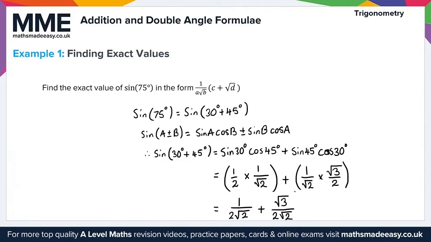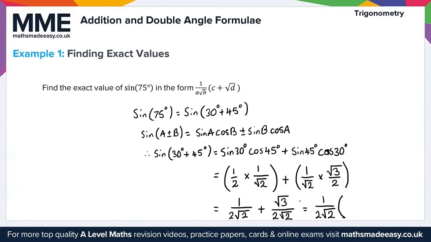At this point, we don't quite have it in this form, 1 over a root b times this bracket of c plus root d. What they've done here is factor out this 1 over a root b. If we look at our sum of 1 over 2 root 2 plus root 3 over 2 root 2, we can simply factor out 1 over 2 root 2. So we've factored that out now.